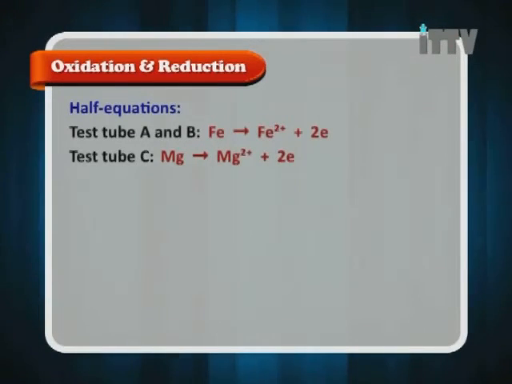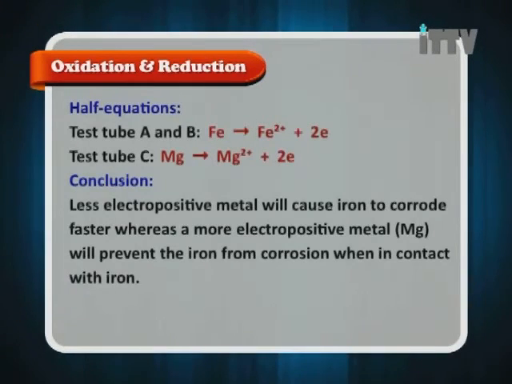Let's have a look at the half equations happening in test tubes A and B. In both of these test tubes, iron has been oxidized to produce iron 2+ ion. While in test tube C, magnesium is the one that has been oxidized to produce magnesium 2+ ion. So the conclusion would be that the less electropositive metal will cause iron to corrode faster, whereas a more electropositive metal such as magnesium will prevent the iron from corrosion when in contact with iron.